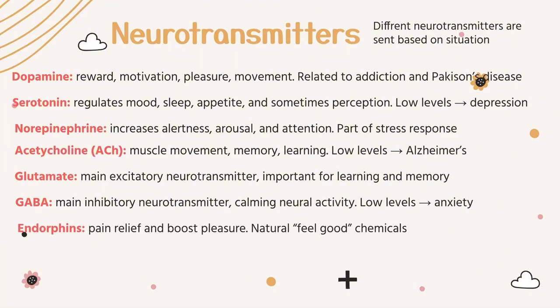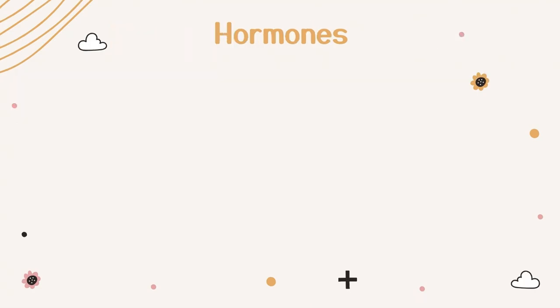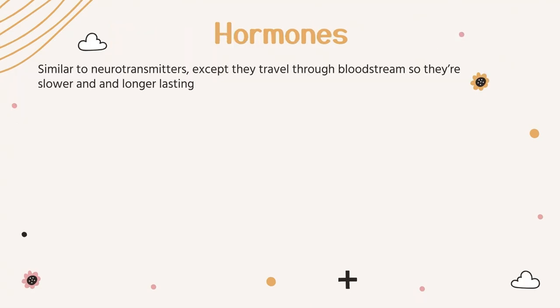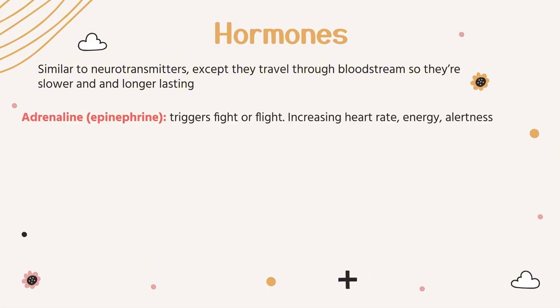Endorphins provide pain relief and boost pleasure, the natural feel-good chemicals. Substance P carries pain messages to the brain. Hormones. Similar to neurotransmitters, except they travel through the bloodstream, so they're slower and longer lasting. Some hormones are adrenaline, also known as epinephrine. It triggers the fight or flight response, increasing heart rate, energy, and alertness.